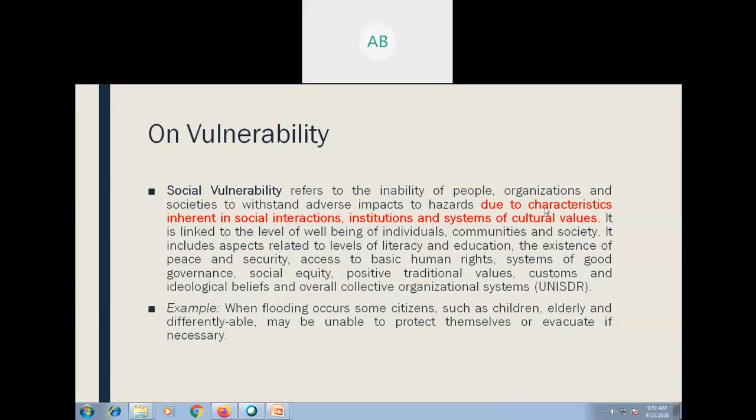So the definition goes: due to the characteristics inherent in social interactions, institutions, and systems of cultural values, it is linked to the level of well-being of individuals, community, and society. So vulnerability can have an individual aspect as well as a collective aspect. In collective vulnerability, maybe many people are quite adaptive to living with floods, possibly in areas where floods are almost frequent. So they develop a collective capacity to tackle these hazards.